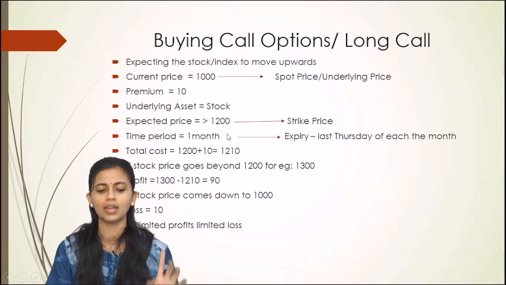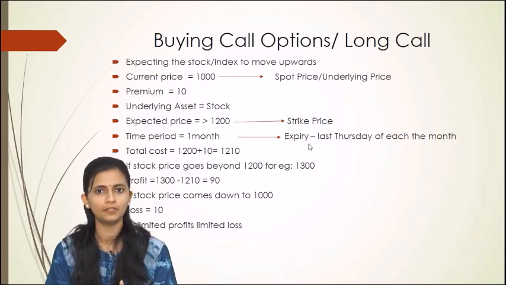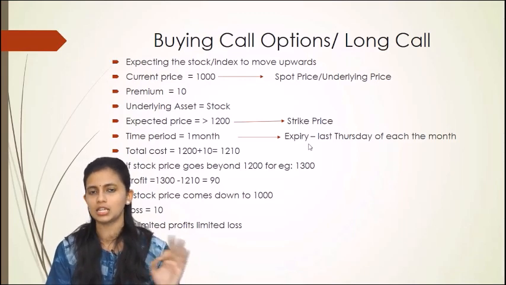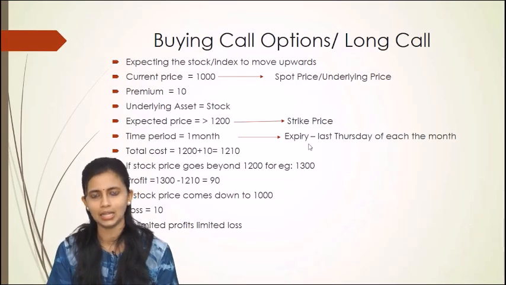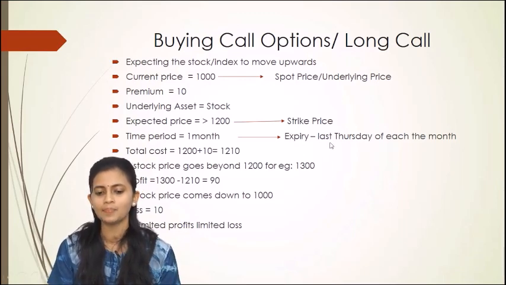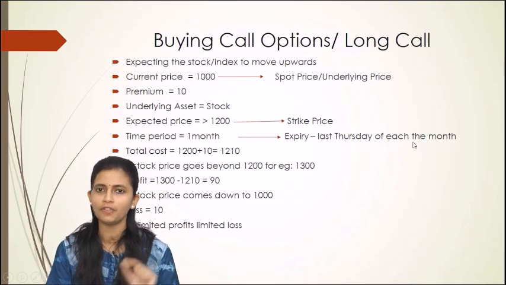Okay, usually the expiry for a stock will be 1 month. For Nifty and Bank Nifty, that is, for all the indices, you will have weekly expiry also, along with monthly expiry. Weekly expiry is also there for indices, whereas for stock it is always monthly expiry. Now, when is the expiry day? It will be on the last Thursday of every month.